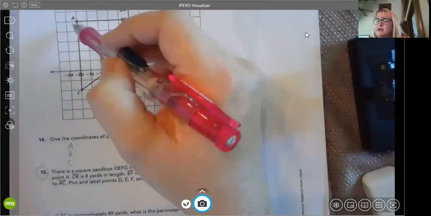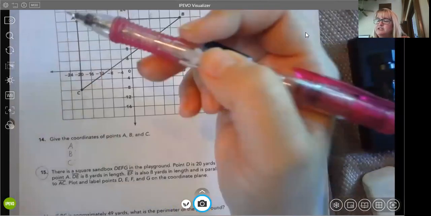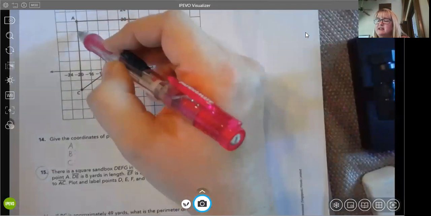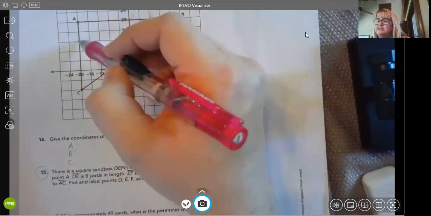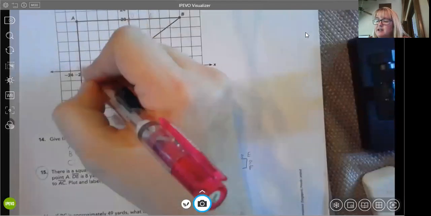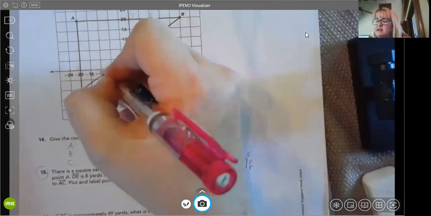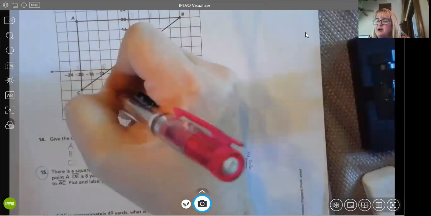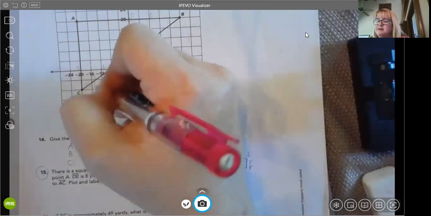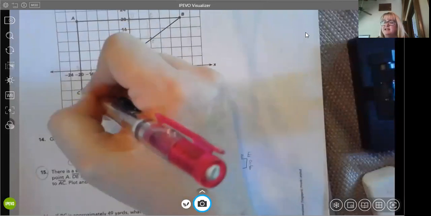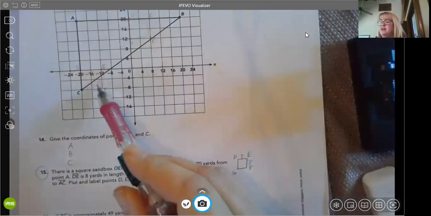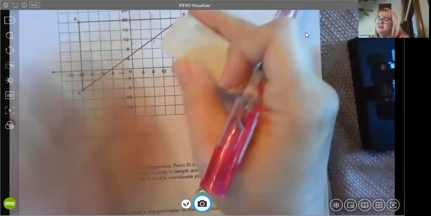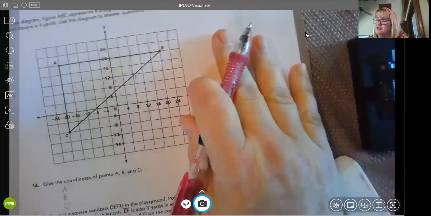Or if we did 20 yards away here, D is 20 yards away. If we went this direction, 4, 8, 12, 16, 20, D would be here, E would be here, F would be here. Uh-oh, do you see the problem? If this is my square sandbox, it would be outside the playground. So I know DEFG is not here. So I'm going to go ahead and write this a little bit darker.